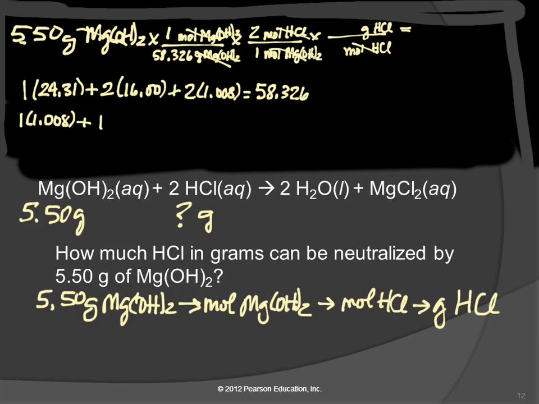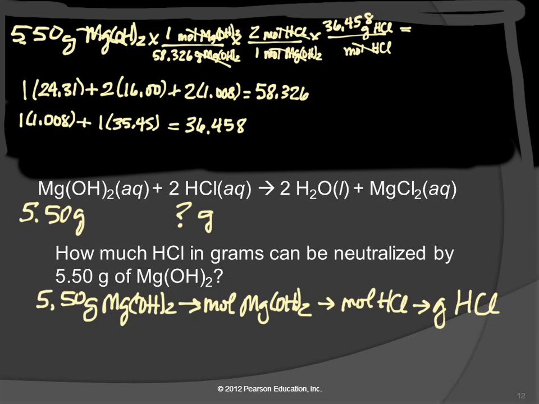And then I need the molar mass of HCl, which is 1 hydrogen and 1 chlorine. So 1.008 plus 35.45. 36.458. That's not a 5. See, I'm so brilliant today. 36.458.